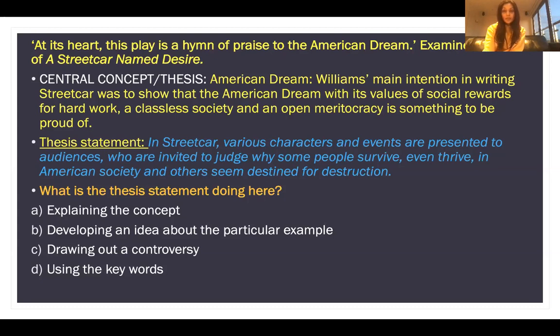It's one of these 4 things. Is it A, explaining the concept? Is it B, developing an idea about a particular example? Is it C, drawing out a controversy? Or is it D, using the key words? Pause, pick a letter, and unpause.